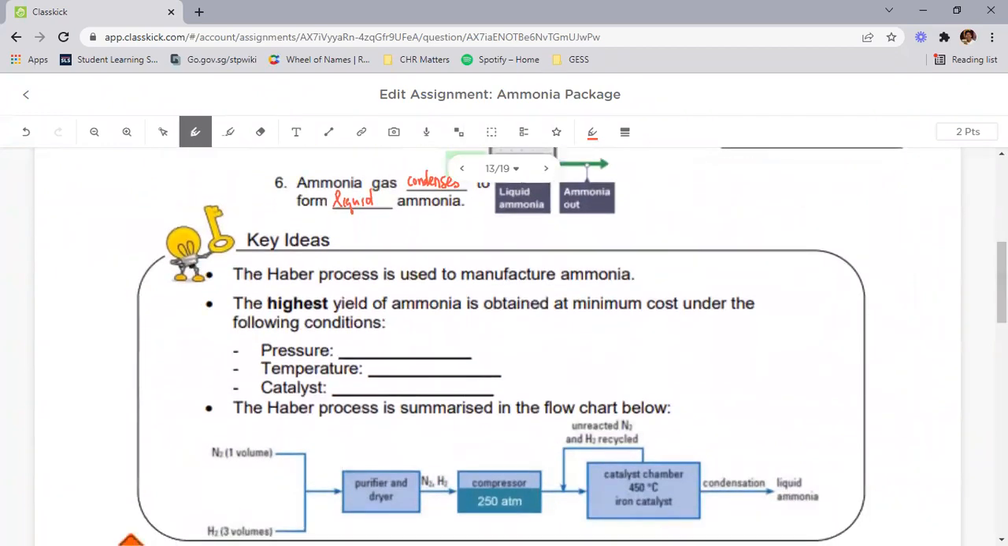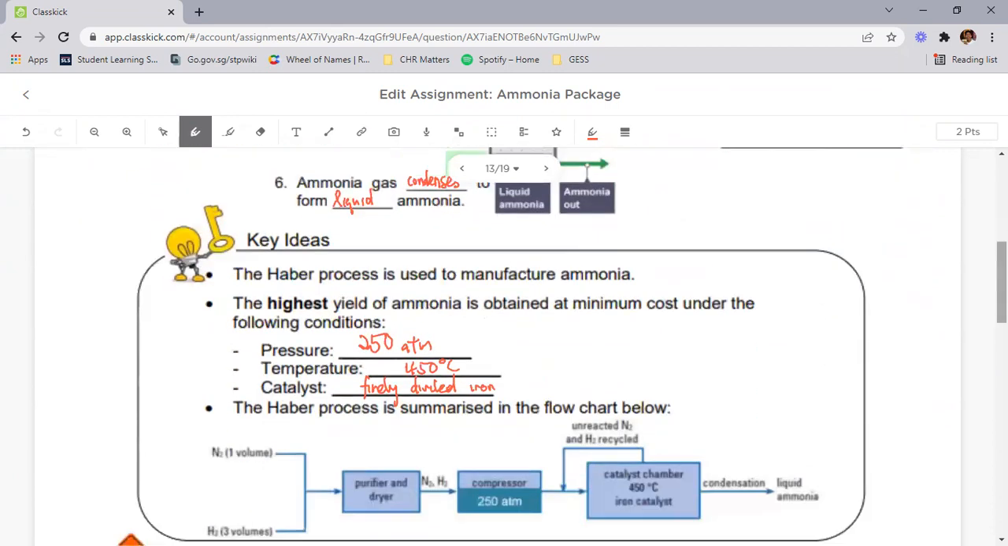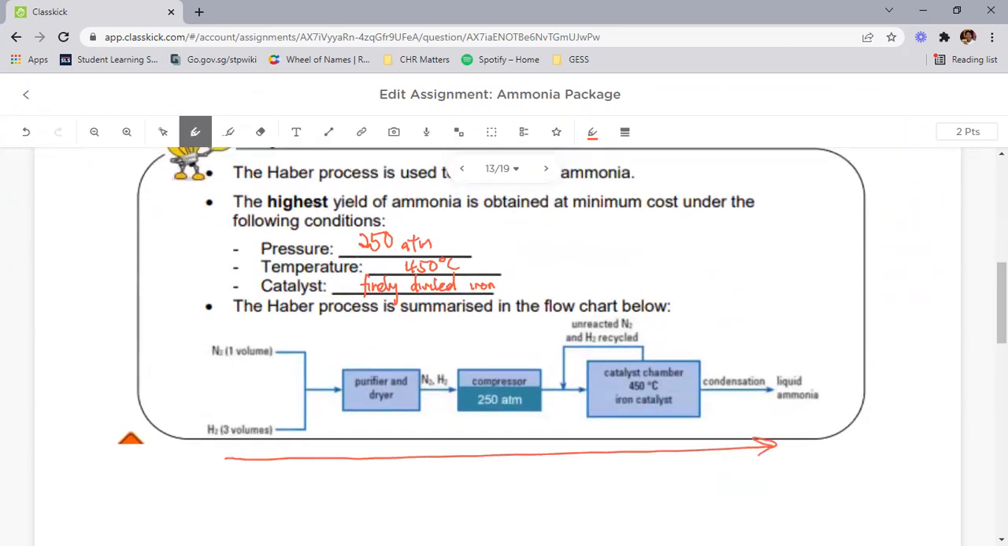So key ideas here: the pressure we need to remember is 250 ATM, the temperature 450 degrees Celsius. The catalyst used is finely divided iron. And the whole plant that you see at the top can actually be summarized into this diagram over here. The recycling happens here.